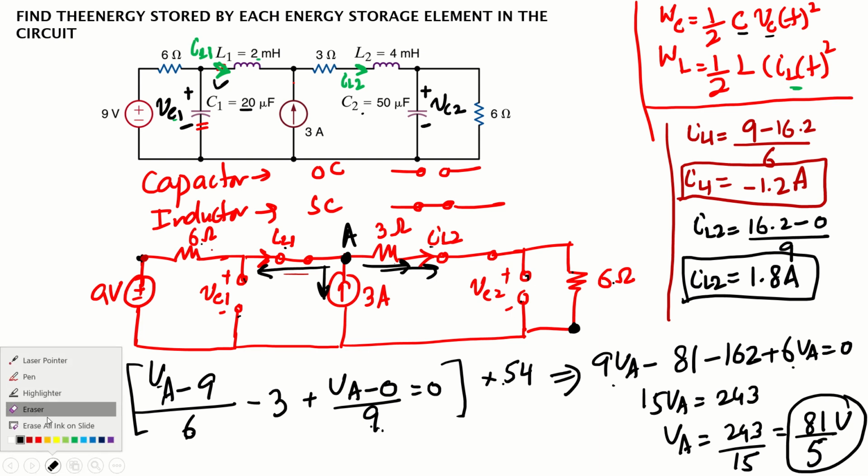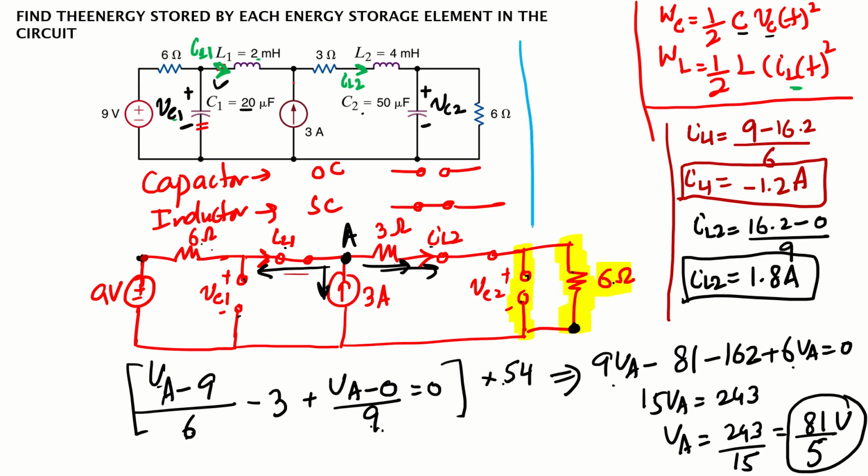VC2, for example. If I look at the circuit, VC2 is the voltage drop between two nodes. So this will be the same voltage drop across this branch, 6 ohm. If we can find the voltage drop across 6 ohm, that will give me the value for the voltage drop across VC2, right? So what is the voltage drop across 6 ohm?